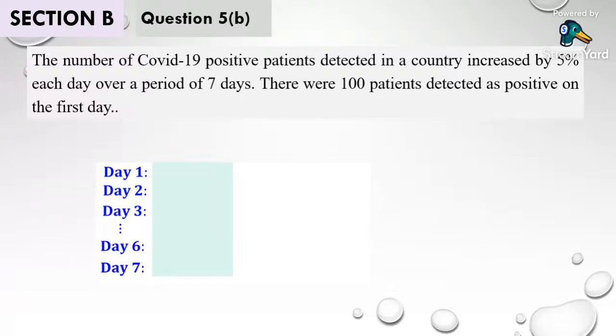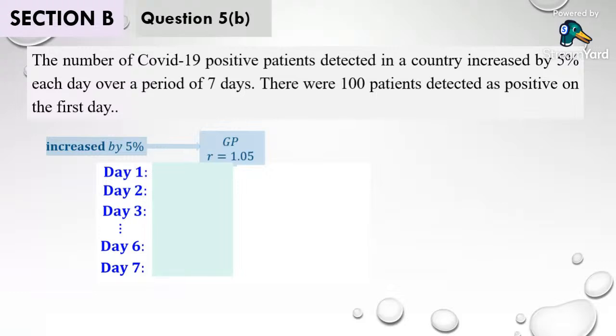There are 100 patients detected as positive on the first day. Then so on and so forth. So reach until here saja. We try to interpret the information. Let's see what happened. According to the question, increase by 5% means this is the case of a geometric progression. We have a common ratio of r equals 1.05. Kenapa 1.05? Kenapa bukan 0.05, guys and girls? Because increase 5% means from 100% plus 5%, so it becomes 105%.